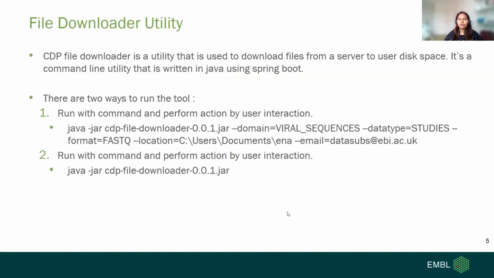Next, I will move on to the file downloader utility. The file downloader utility is created in Java using Spring Boot. It's basically a command line utility. We are facing an issue of space: as the data is growing, we have a shortage of space. We have data in place on EBI clusters, and we are downloading that data into COVID-19 clusters. As we are copying data from one server to the other, we are getting a shortage of space. So we solved this problem.